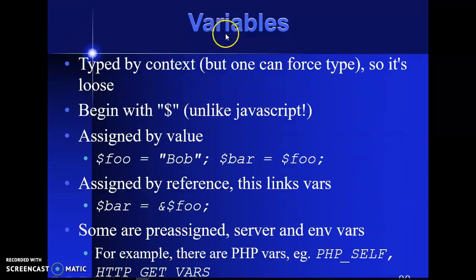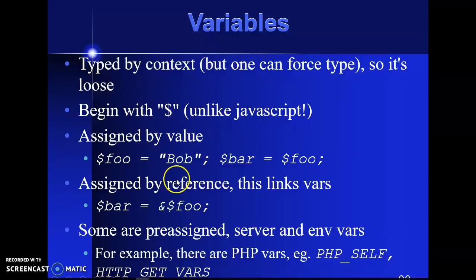Next is variables. They are typed by context, but one can force the type, so it's loose. So we need not mention any data type before any variable. The PHP variable automatically understands by the assignment of the value. The value may be an integer, a boolean, a character, a string. The PHP variable will understand.